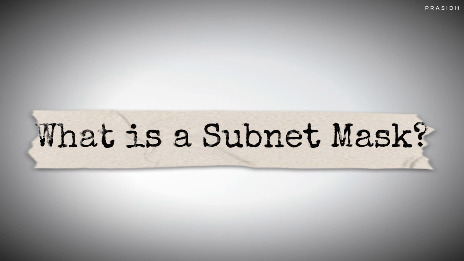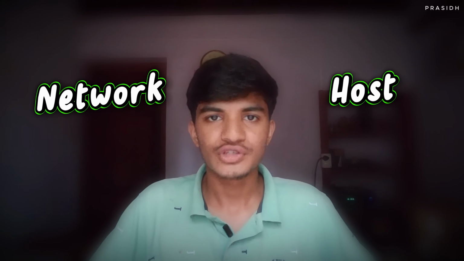What is a subnet mask? Every IP address has two parts, the network part and the host part. The network part tells you which group of devices this belongs to. The host part is the specific device inside that group. Now, how do we separate these two parts? That's where the subnet mask comes in. A subnet mask is like a filter or the boundary line. It decides how much of the IP address is network and how much is the host.